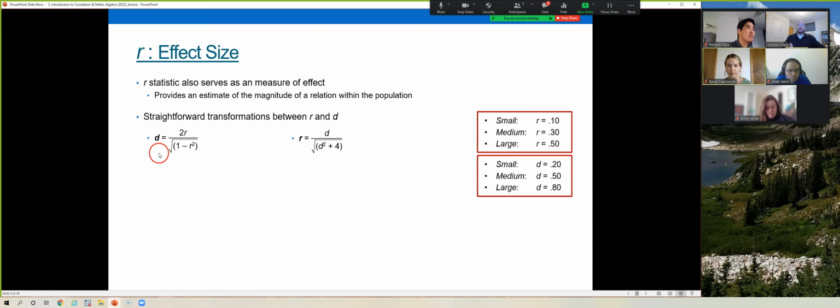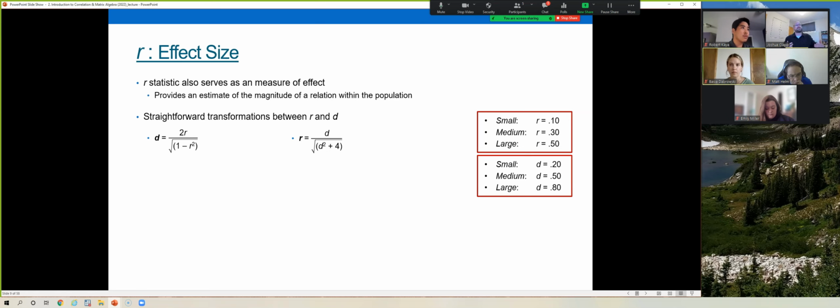So if I want to calculate D and I have a Pearson correlation, I can take 2 times my correlation over the square root of 1 minus the square of my correlation, which gives me an approximation of D. If I have R, I can translate it over. If I have a D and I want to get it in R, I take my D divided by the square root of the square of my D plus 4, which gives me R. I can move back and forth with this to make sure things are lining up the way I would like, right?